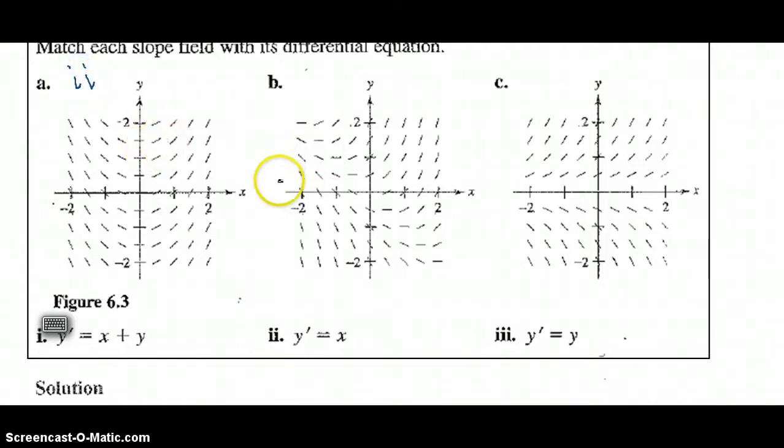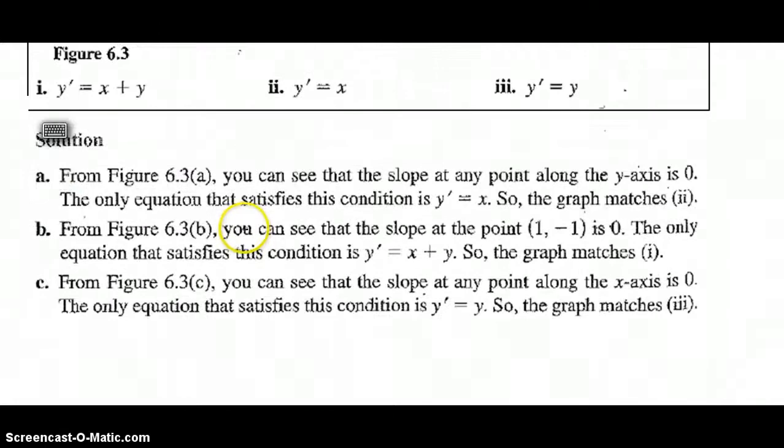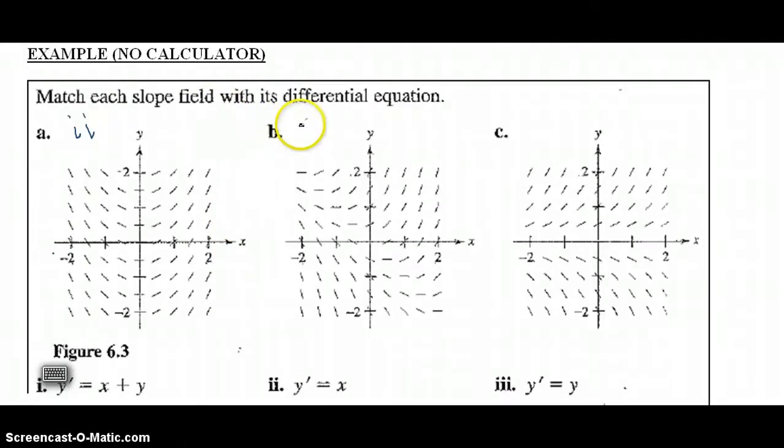So for B and C, they're either going to match with 1 or 3. So when I look at them, I would plug in some points and go from there. If I did that, I would find out that B matches with 1. So I could plug in some points to determine that. And then C matches with 3.